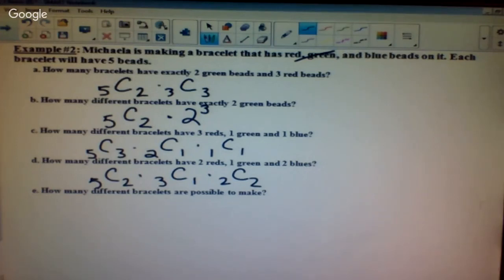Last ones, easiest ones yet. How many different bracelets are possible to make? Well, how many options do I have? 3 colors and 5 beads. 3 to the 5th.